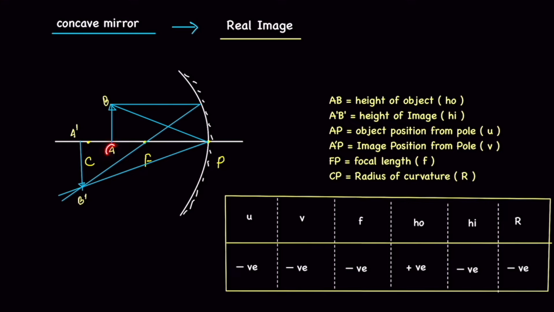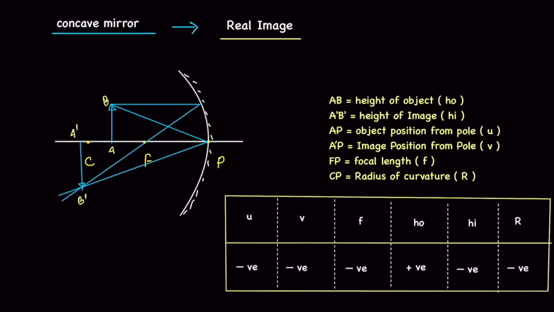AB is the height of object. A dash B dash is the height of image. AP is the distance of object from the pole, which is represented as U, and A dash P is represented as V, which is the distance between image and the pole. FP is the focal length, small f, and CP is the radius of curvature.